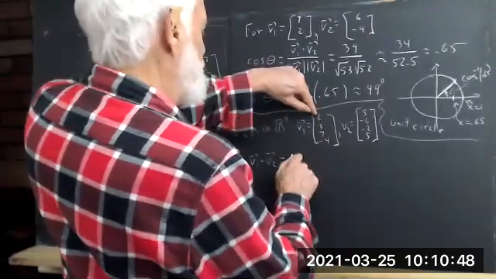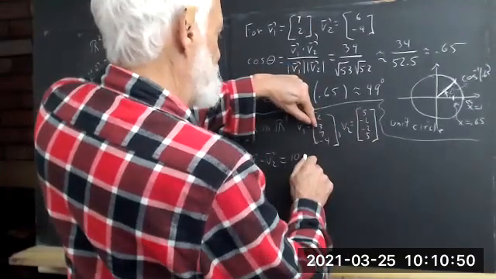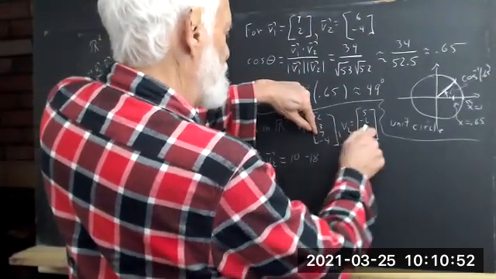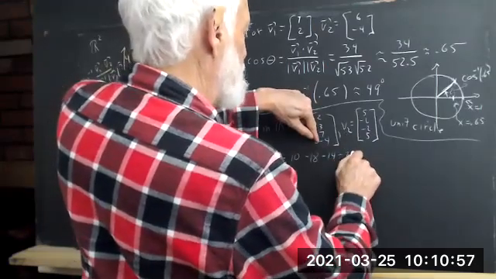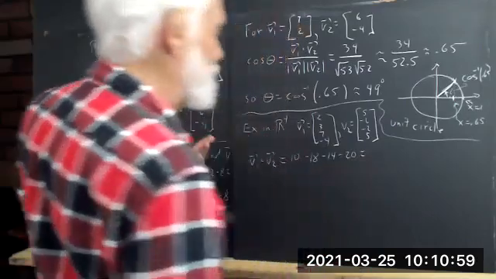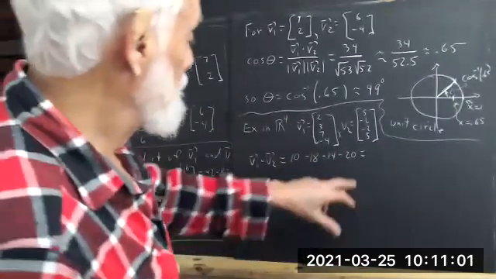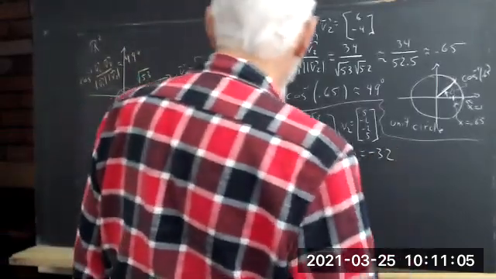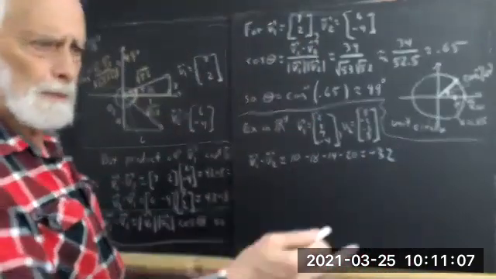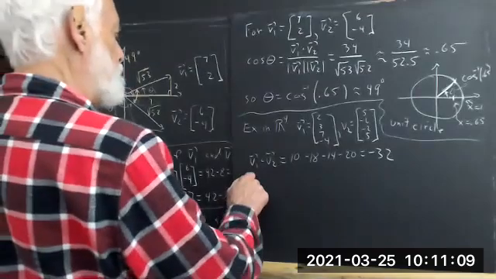2 times 5 is 10. 3 times negative 6 is negative 18. 7 times negative 2 is negative 14. Negative 4 times 5 is negative 20. So we've got a bunch of negatives there. So you're going to have negative 10, negative 24, negative 32. You can check me on that because I'm not even going to bother to check it. Okay, so negative 32. Magnitude of V1.